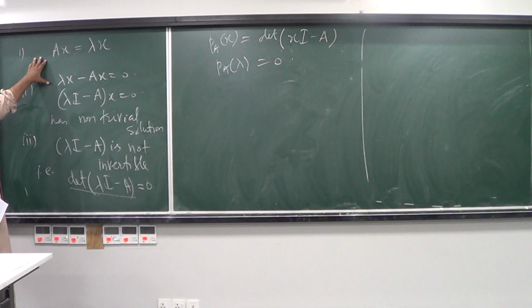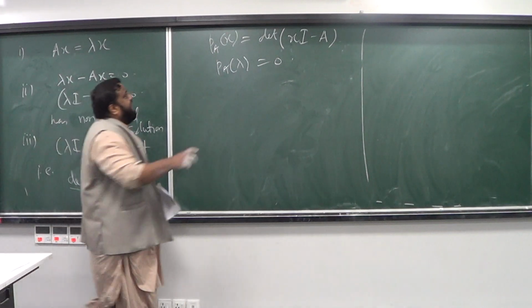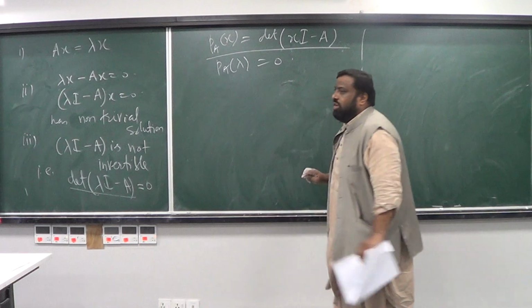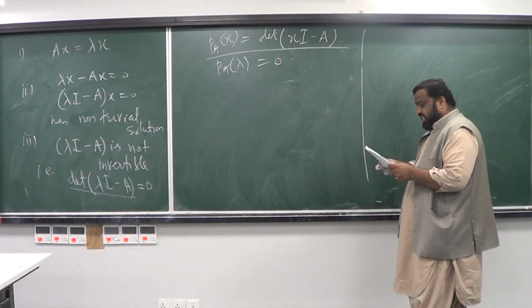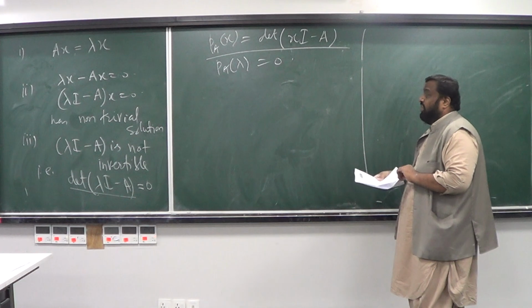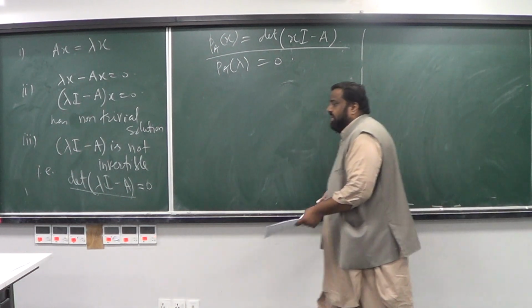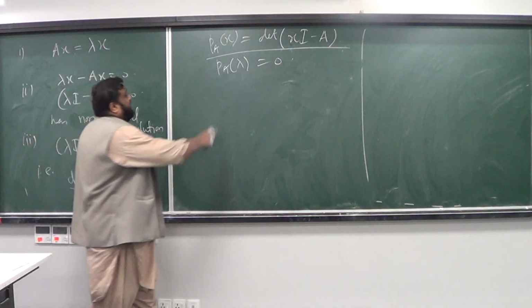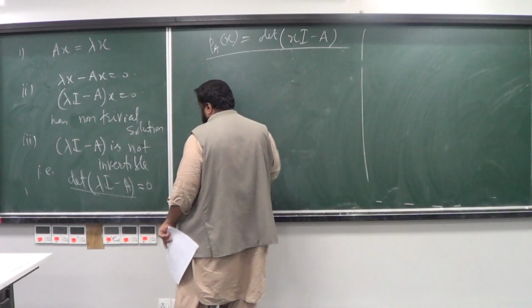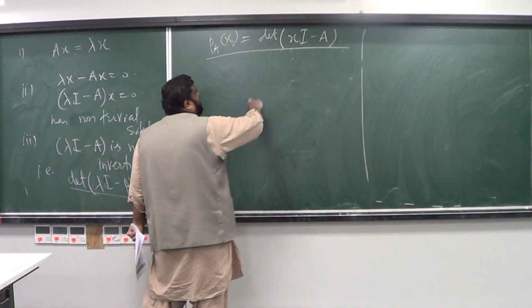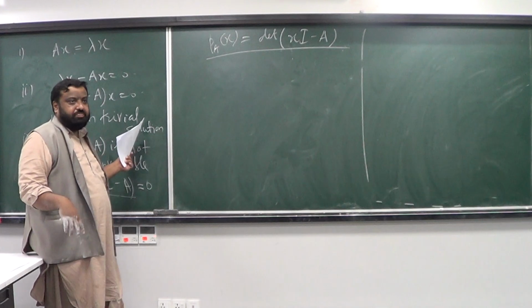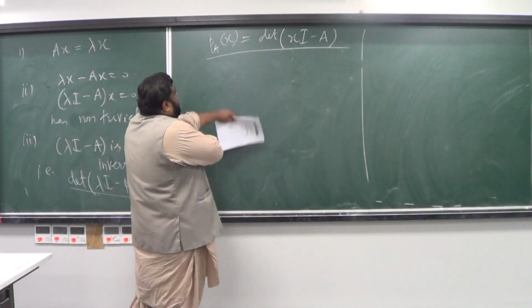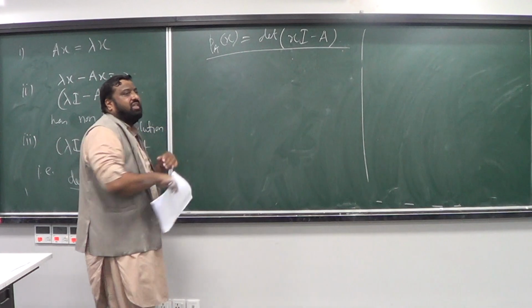So for finding the eigenvalues of a matrix A, it is interesting to look at the roots of this polynomial. We are going to later call this polynomial the characteristic polynomial, because if you find the roots of the characteristic polynomial, its roots are the eigenvalues.